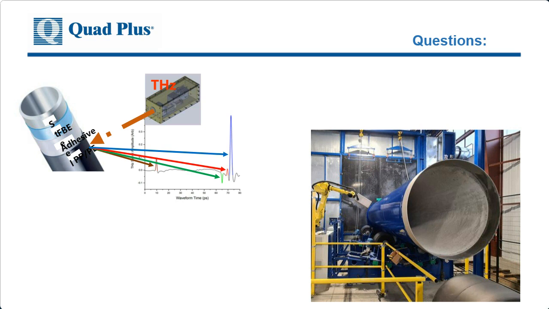What is the coating on the internal wall of the pipe? Yeah, so with these pipes being metal, we actually cannot measure on the inside of the pipe. It's because terahertz cannot penetrate metal, so we can only measure coatings on the outside of the pipe.